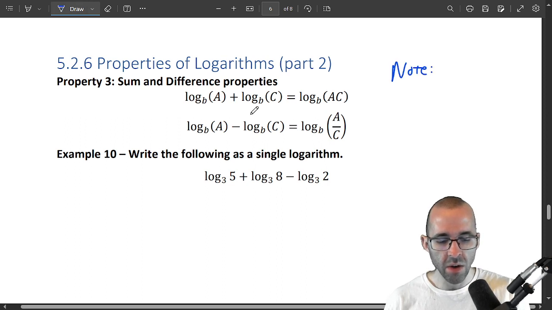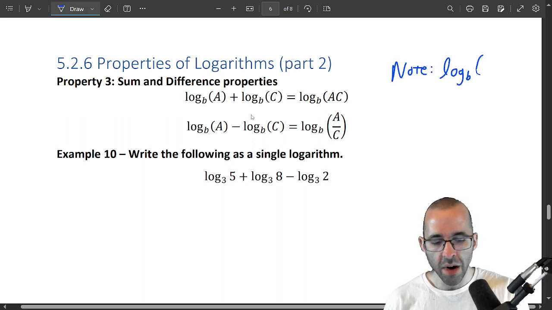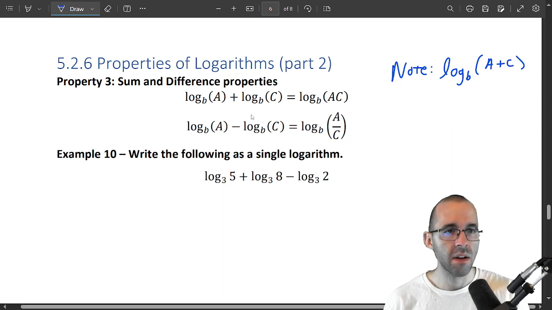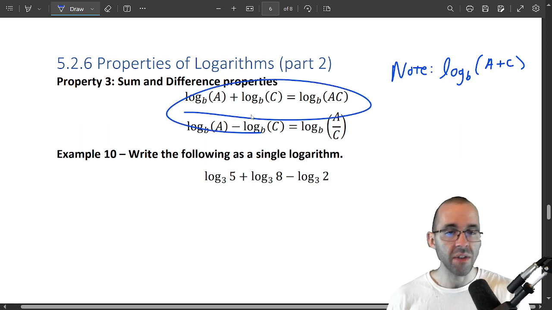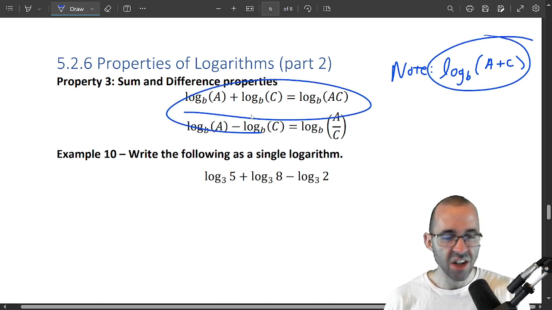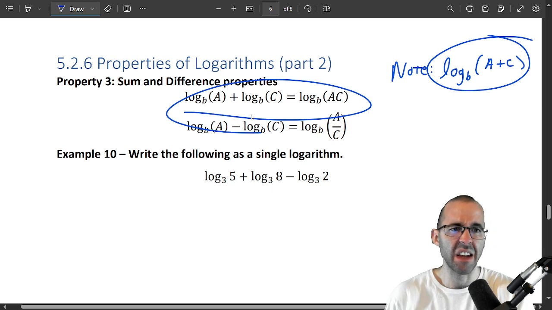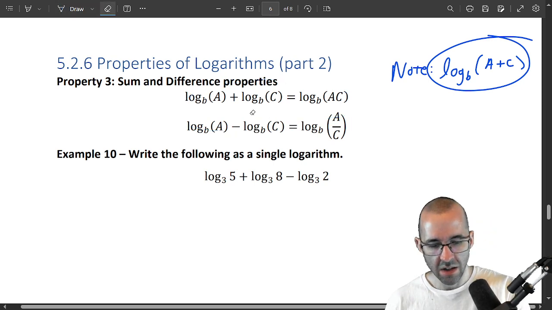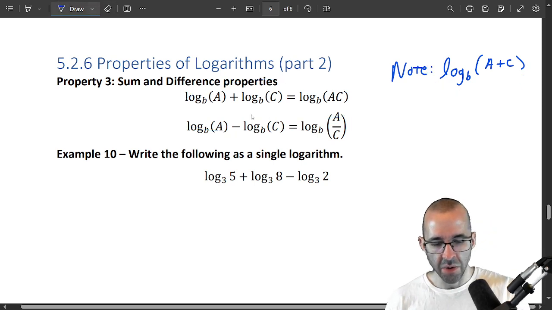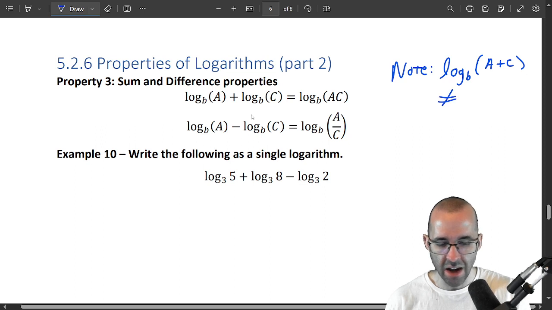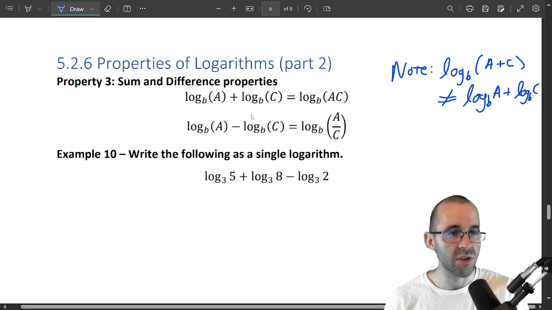As a quick warning or note, there's no property for this. If you have addition on the outside, we have a sum property. Addition on the inside, there's nothing we can do. So there's no property for this, and it's certainly not the same thing as this. All right, so watch out for that.